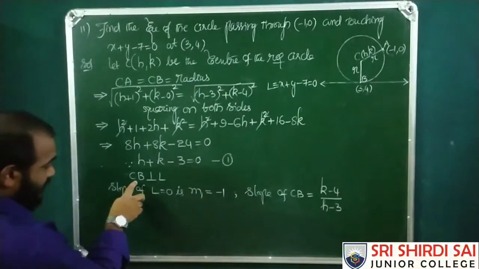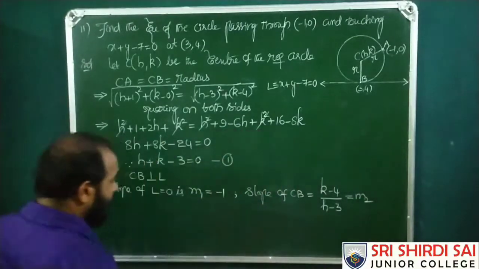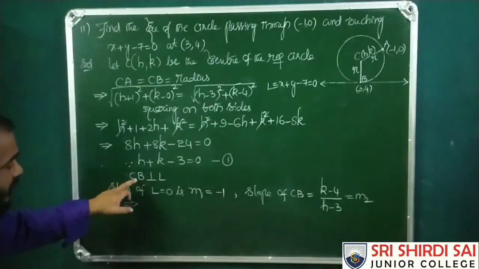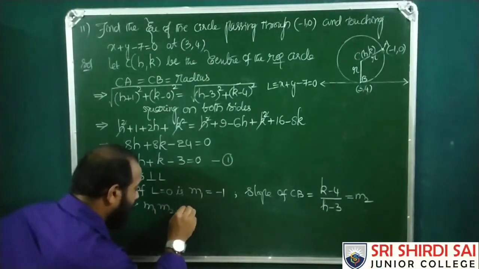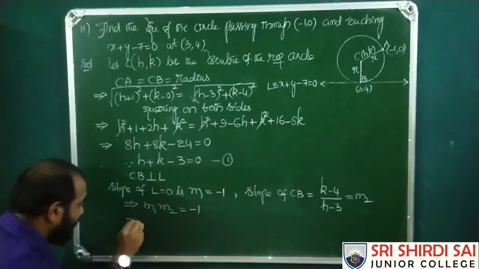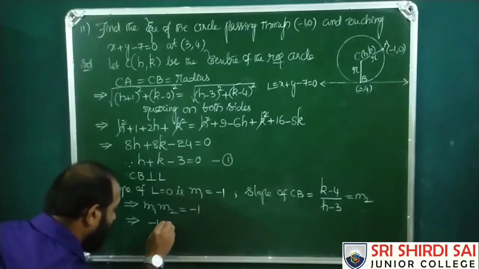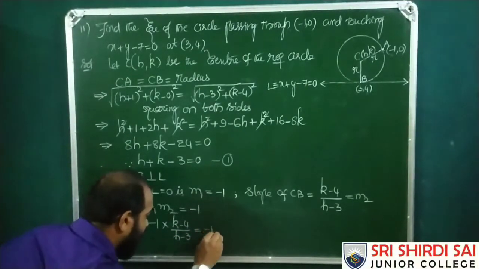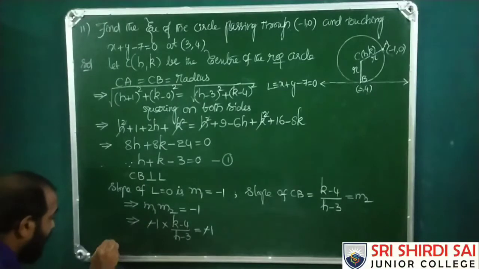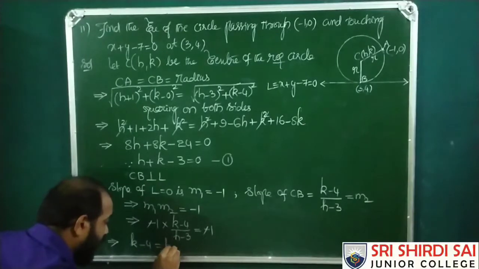Now since CB is perpendicular to L, let us suppose the slope of this to be m2. Since the two lines are perpendicular, the product of the slopes is minus 1, which implies m1 into m2 is (k minus 4) by (h minus 3) equals minus 1. If you cancel this, then we get k minus 4 is equal to h minus 3.